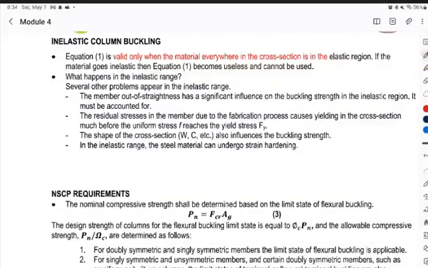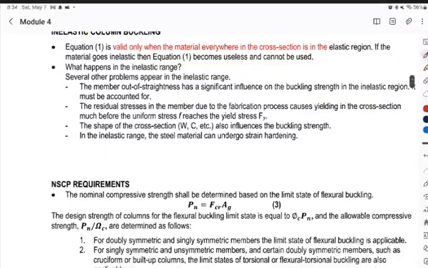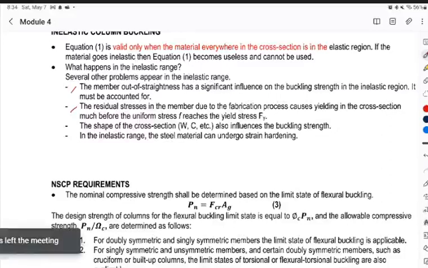Now, what will happen in the elastic region or the inelastic range? So we have several other problems that appear in the inelastic range. What are those? The member out of straightness has significant influence on the buckling strength in the inelastic region. So it must be accounted for. What else? The residual stresses in the member due to fabrication processes or errors will cause yielding in the cross-section much before the uniform stress. Mag-yield daw muna siya bago pa maabot yung yield stress Fy.